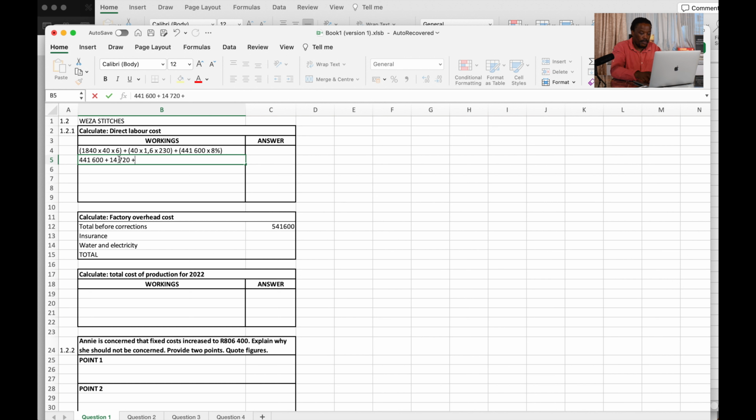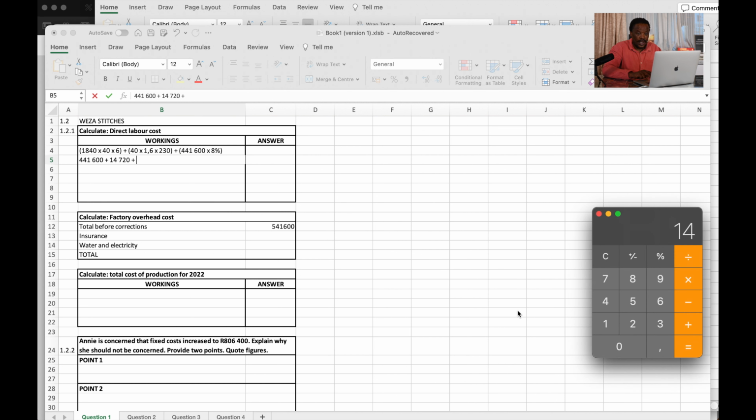14,720, and then plus that bonus of 8% of the normal wages of 441,600. Multiplied by 8%, you will get 35,328.